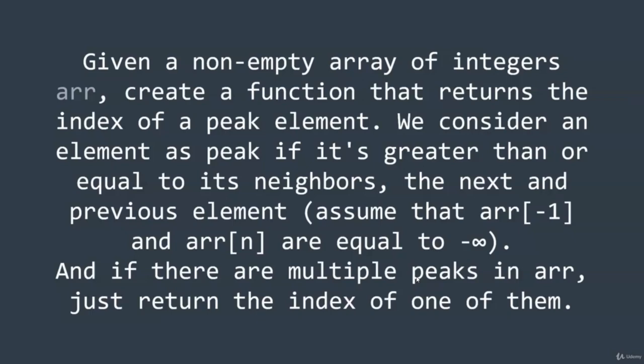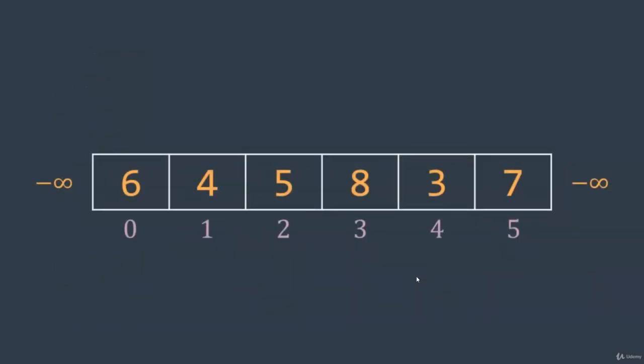For example, if we have the array 6, 4, 5, 8, 3, 7, we have three valid outputs. We have the index 0 because 6 is greater than its left neighbor, which is considered -infinity because it doesn't exist, and its right neighbor, 6 is greater than 4. The second valid output is 3 because r of 3 is greater than its left and right neighbors. And the third valid output is 5 because r of 5 is greater than its left neighbor and greater than its right neighbor, which is considered -infinity because it doesn't exist.